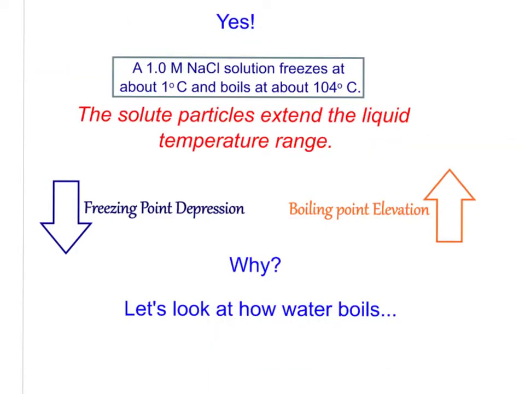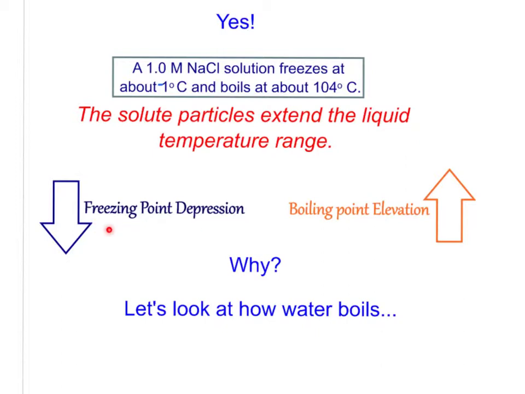Yes, the answer is it indeed affects the freezing point and the boiling point. And I have a little mistake right here. It should be a negative sign. Here is how much it affects it. At 1.0 molar, a 1.0 molar sodium chloride solution, so we put enough salt into the water that we have a 1.0 molar sodium chloride solution, it will now freeze at about -1 degree Celsius, and it will boil at about 104 degrees Celsius. So that solute, in essence, those particles extended that liquid temperature range.